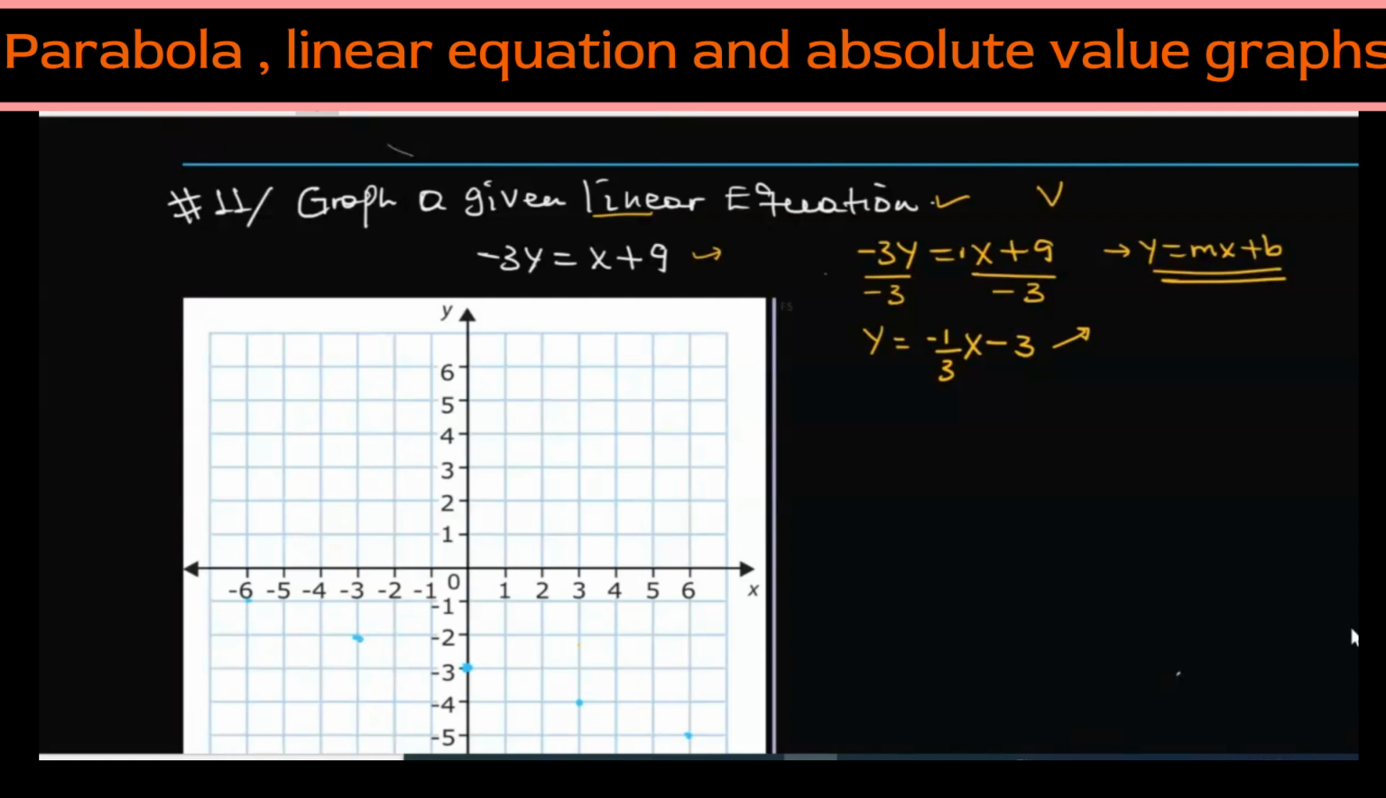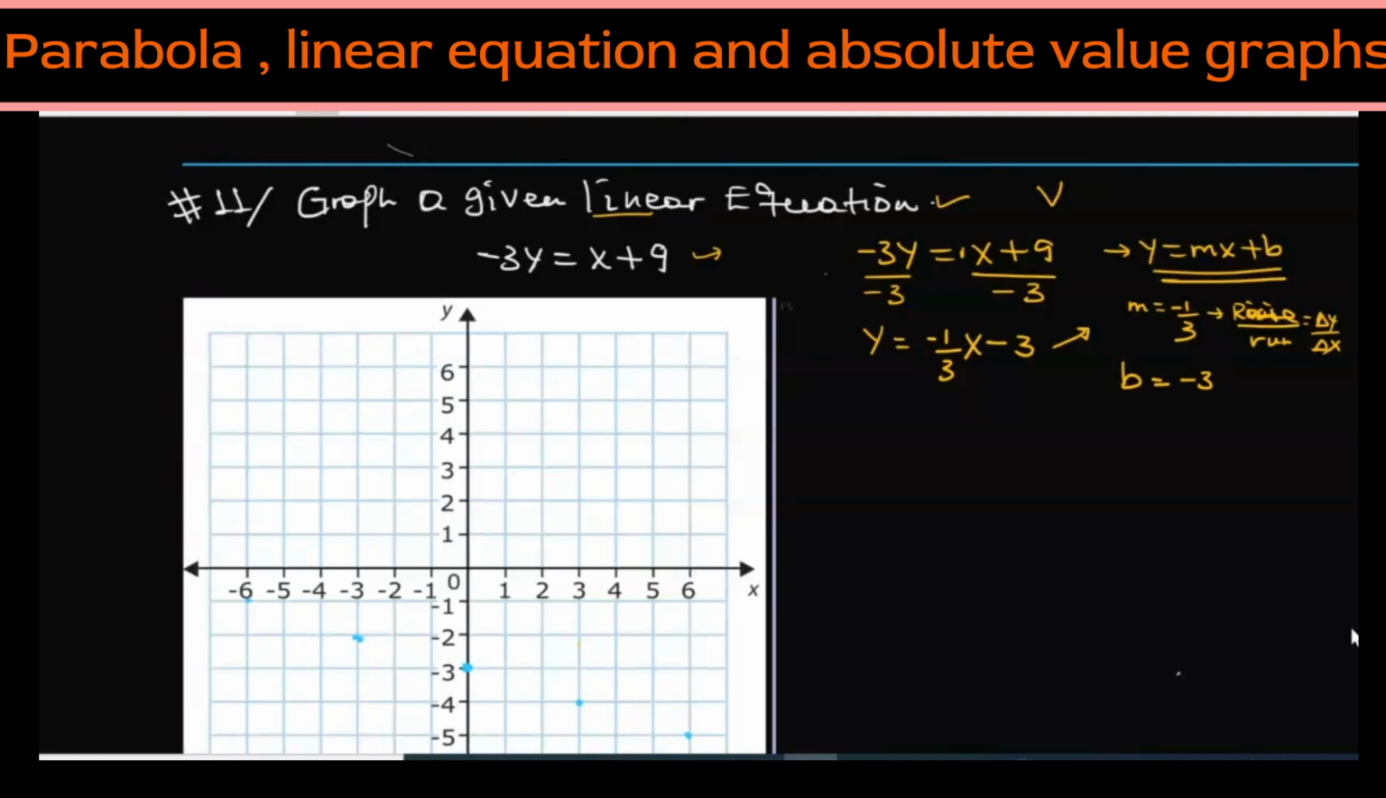Now look at that. This is similar to y = mx + b. Remember, the m is the slope, which is the -1/3. You have to remember the definition of slope. It is the rise over run. So you're going up 1 unit, and then you go horizontally 3 units. This basically means delta y over delta x, change in y over change in x. The x is the run, the y is the rise. And then your b is the y-intercept, which is the -3.